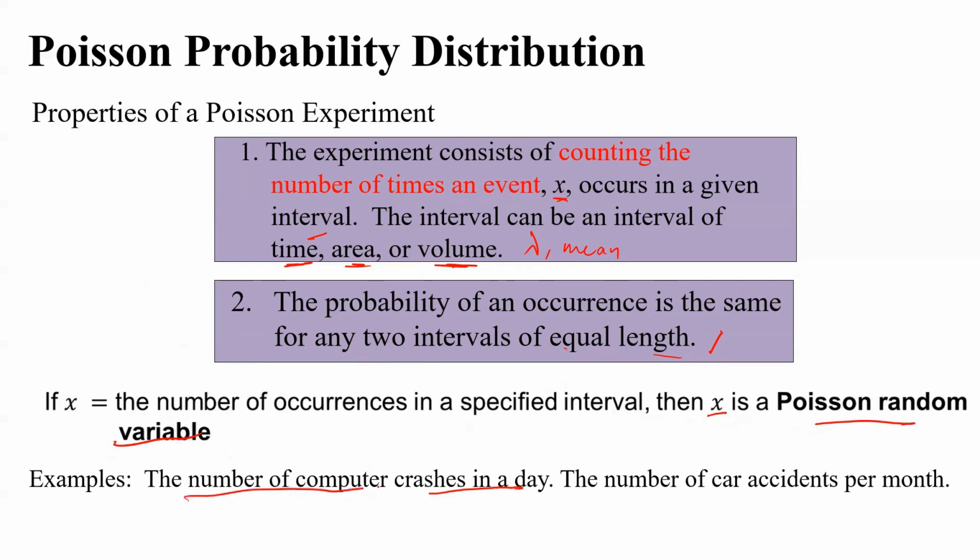For example, the number of computer crashes in a day. So in a day, how many computers crash? That applies to the following days as well. Another example is the number of car accidents per month. We take one month's value in order to represent the upcoming months, and roughly we know the calculation. The mean value is the key. You need to understand that it is the average value to be used for the calculation.